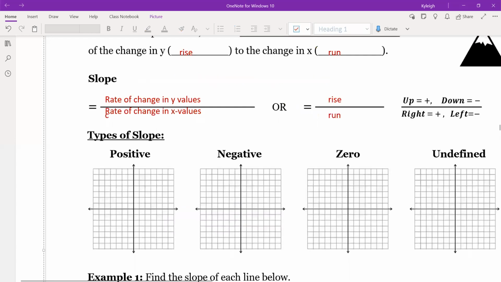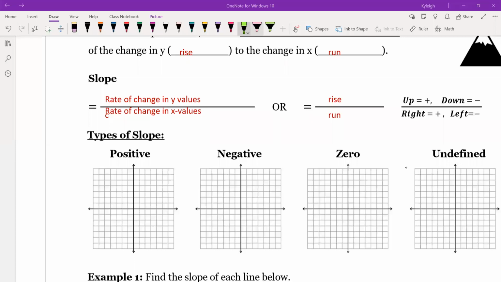So, types of slopes. The types of slopes are as follows. We have a positive slope. Positive means to go up and right. So we go from here, up and to the right. Positive is up and right. Negative is down and left. So normally we would go down and left.